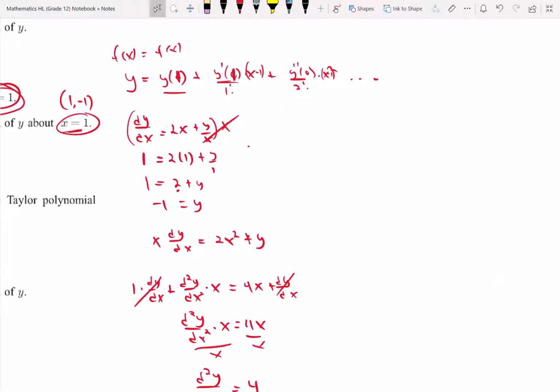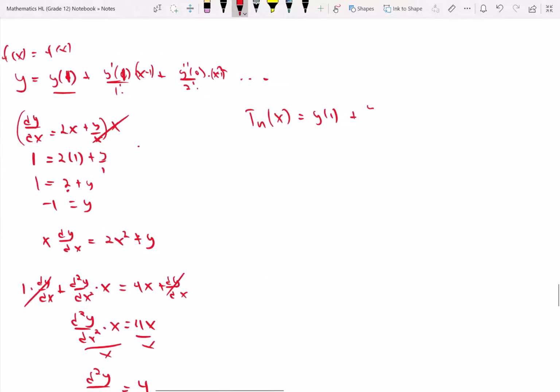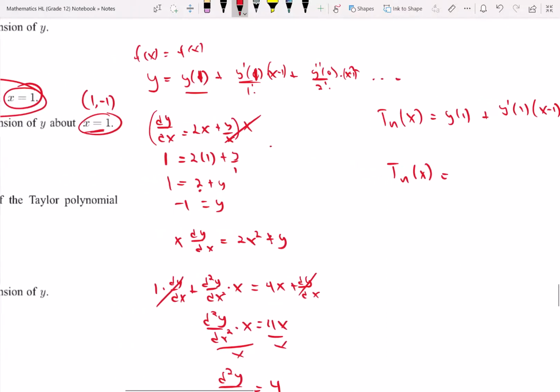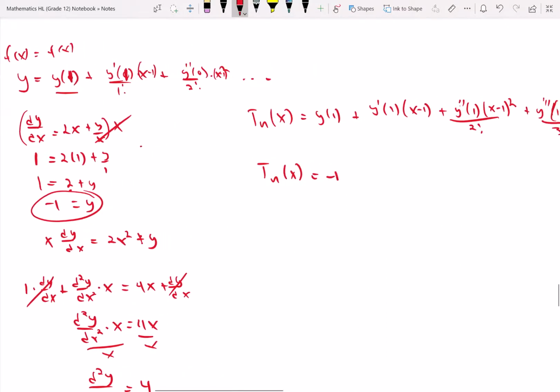So then for our Taylor polynomial, we basically need y of 1 plus y prime of 1 times x minus 1 plus y double prime of 1 times x minus 1 squared plus y triple prime of 1 times x minus 1 to the third. Oh, this is over 2 factorial, this is over 3 factorial, and on and on. So we have some of this information. We know y of 1, we found that here. When I plug in 1, I get negative 1.